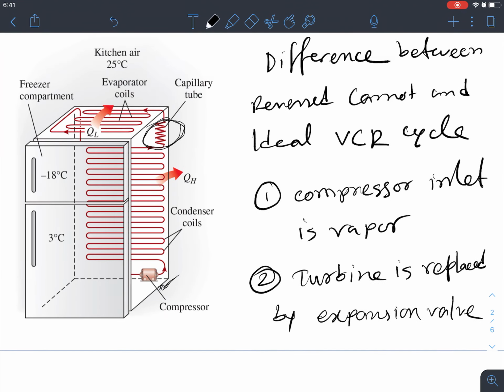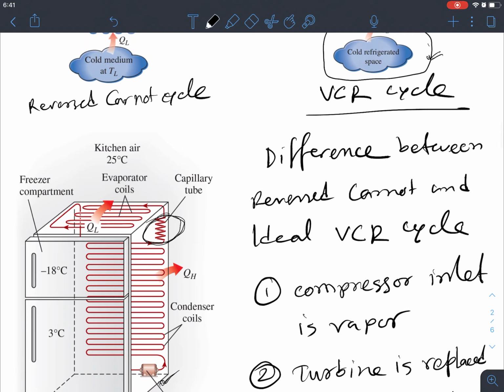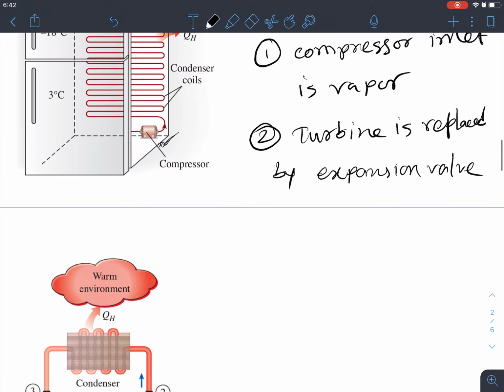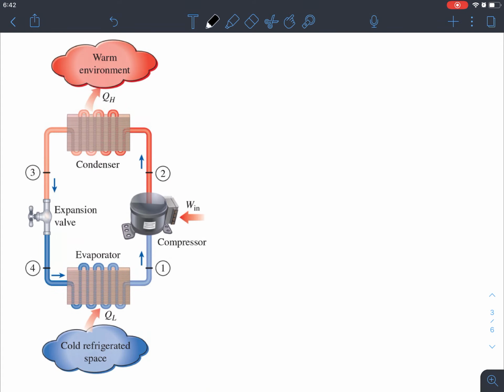Okay, so that's the difference between the reverse Carnot cycle versus vapor compression refrigeration cycle. So now let's take a look at vapor compression refrigeration cycle. What is the TS diagram? What is the energy balance equation, right? So this is the actual, again, I took the ideal vapor compression refrigeration cycle.